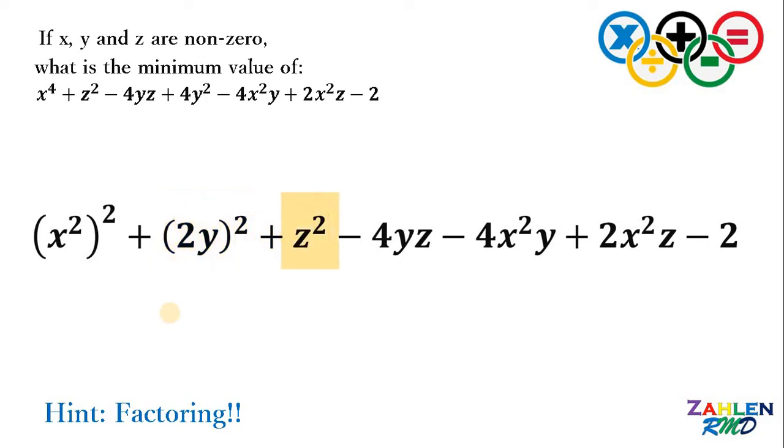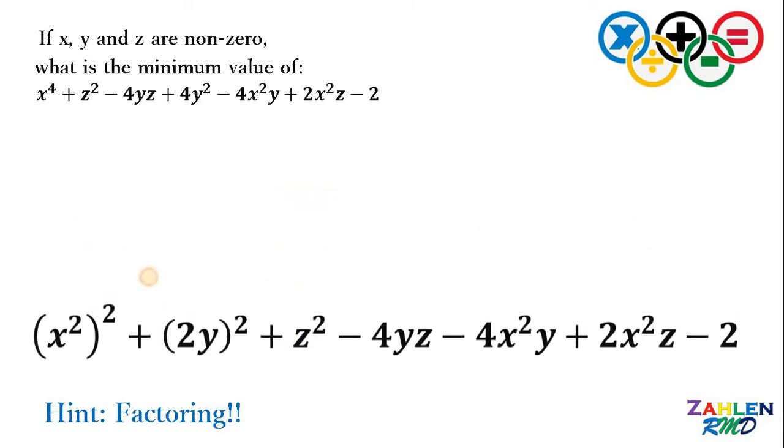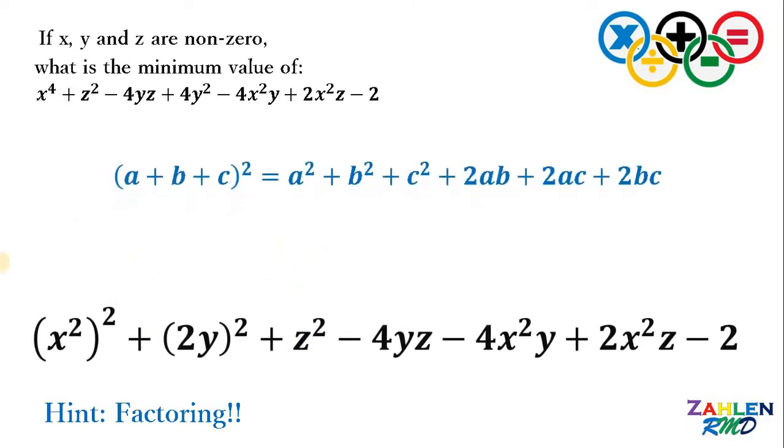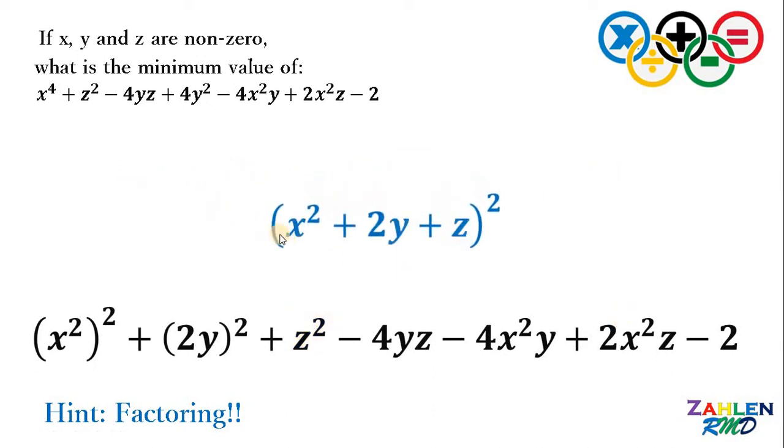Now this reminds me of the expansion of a plus b plus c quantity squared. Because if we expand a plus b plus c quantity squared, we get a squared plus b squared plus c squared plus 2 times ab plus 2 times ac plus 2 times bc. Now notice that a can be x squared, b can be 2y, and c can be z. Thus, maybe this expression below can be written in the form of x squared plus 2y plus z quantity squared.